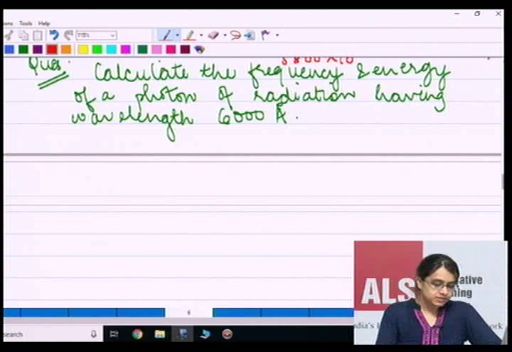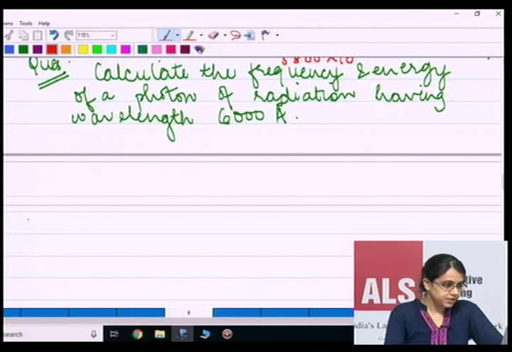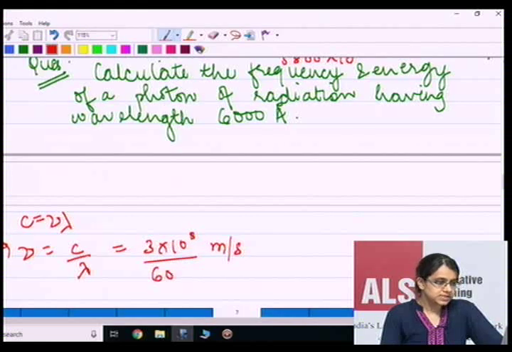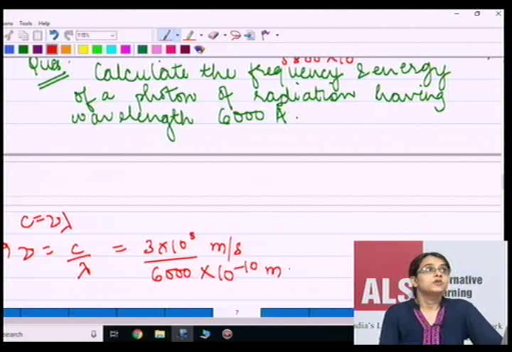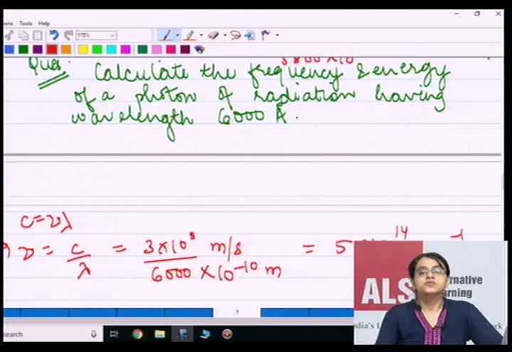Okay, quickly solving the first part of the question, we have to find out frequency. We know c equals nu lambda. This implies frequency equals c upon lambda, which equals 3 into 10 to the power 8 upon 6,000 into 10 to the power minus 10 meters. Students, just pay attention to the units. And this will come out to be 5 into 10 to the power 14 second inverse, or per second.